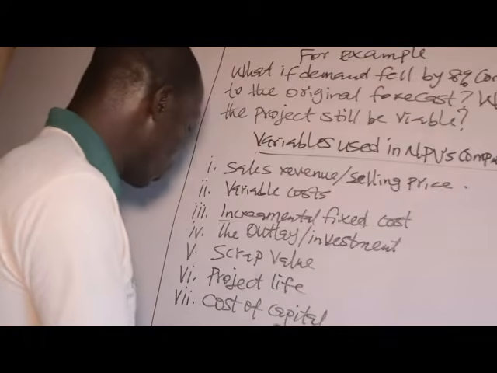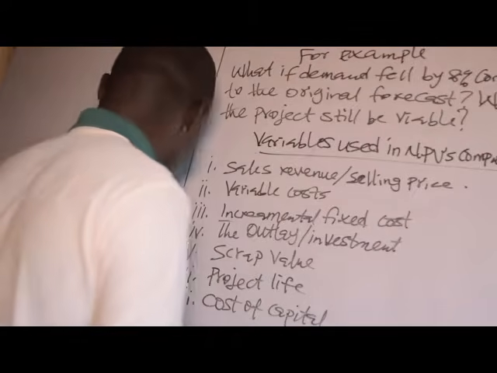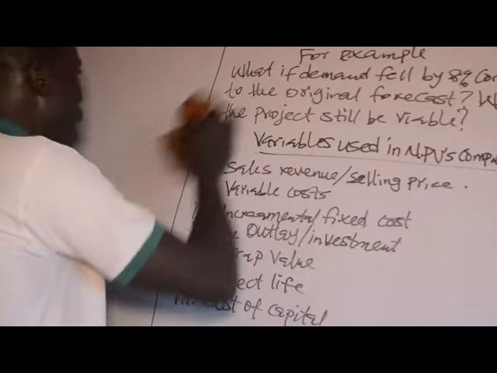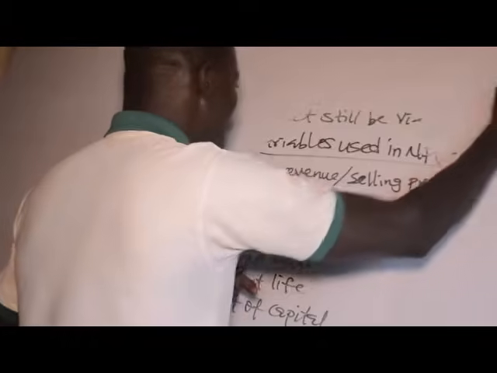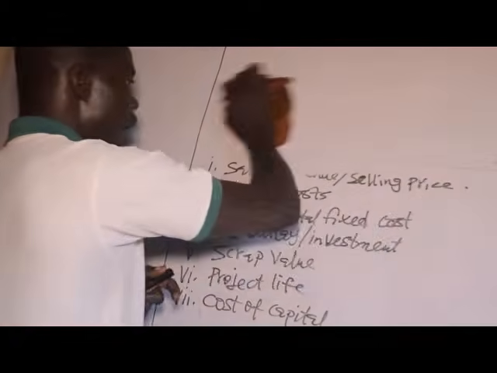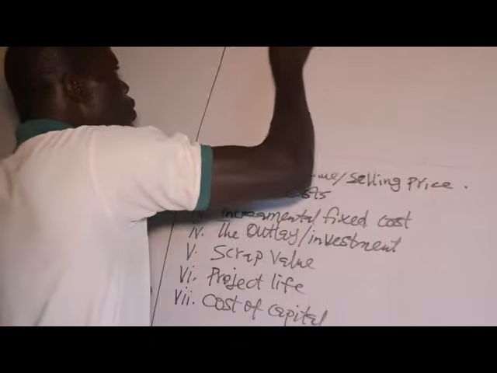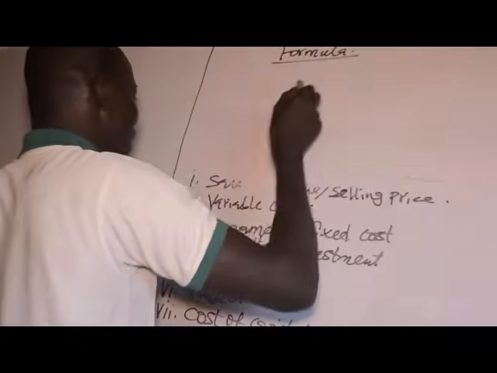Then sensitivity to cost of capital. By what percentage can the cost of capital be increased and still have positive NPV? That means if you increase your cost of capital by more than that percentage, the NPV becomes negative and the project becomes unacceptable. Therefore, we now want to consider the formula used in the computation of sensitivity.